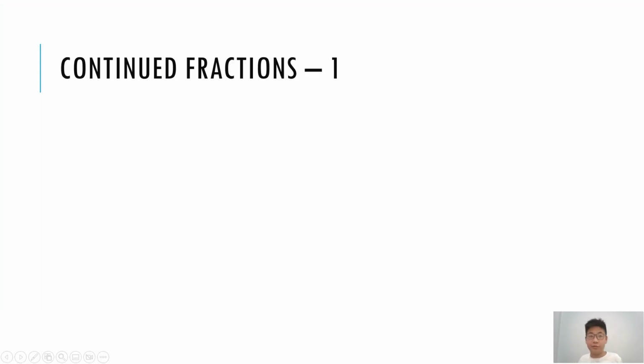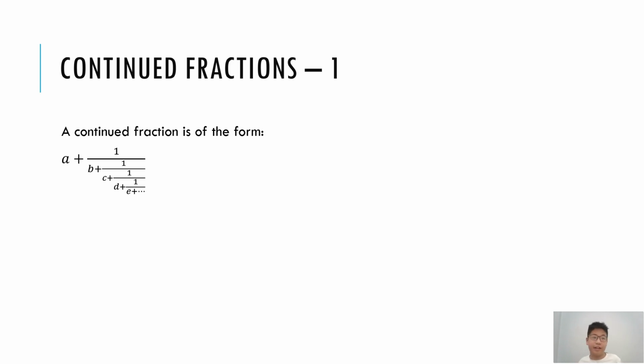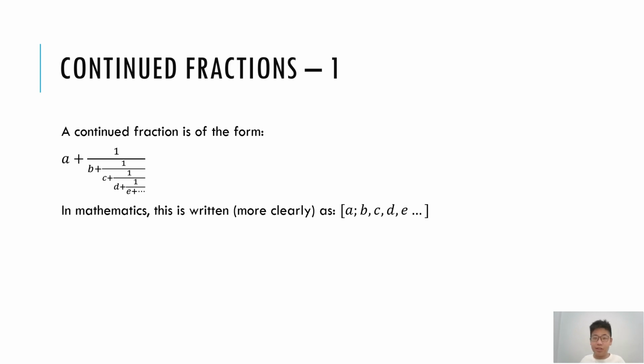Let's talk about continued fractions. This is a simple continued fraction. There are also complicated continued fractions where the ones are replaced by actual numbers, but that's not a very elegant representation, so let's move on. In mathematics, this is written more clearly as [a, b, c, d, e].